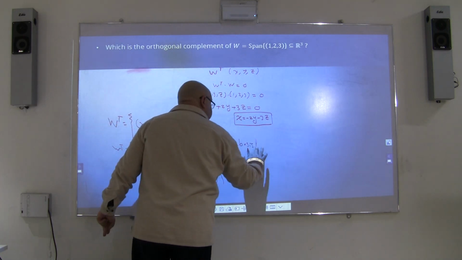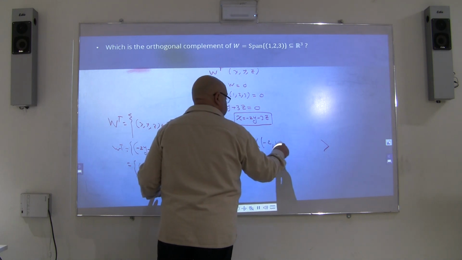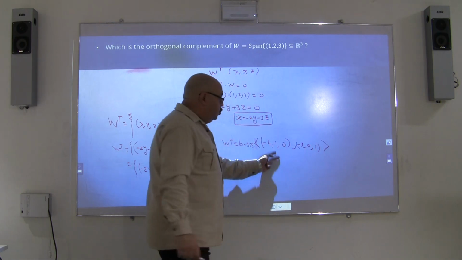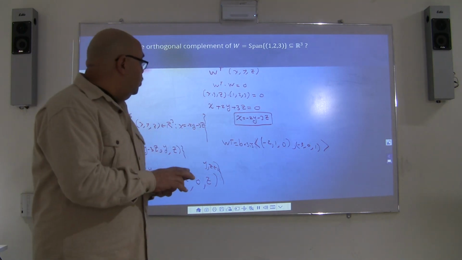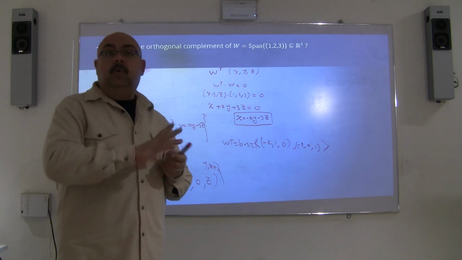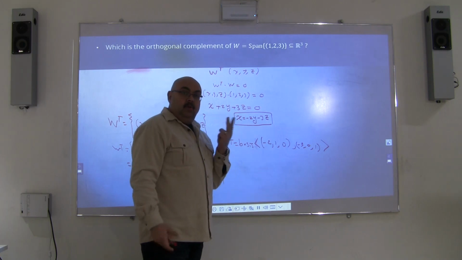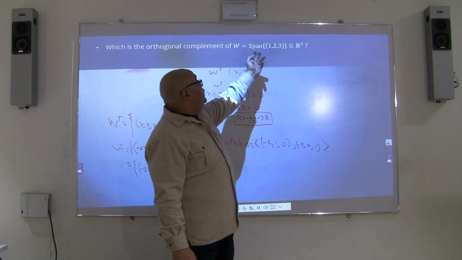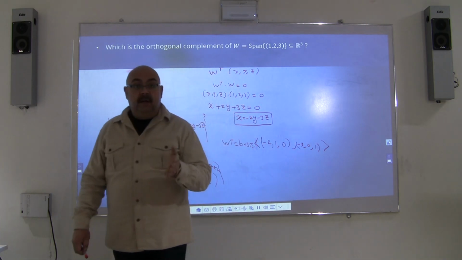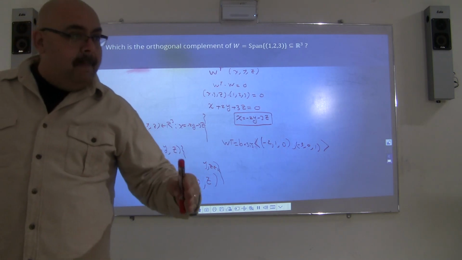This is the basis. It's going to be negative 2, 1, and 0, and negative 3, 0, and 1. These two vectors are linearly independent, and they are the basis of the orthogonal complement. What's the dimension of this orthogonal complement? It's 2, two vectors. And W by itself has 1 vector. The sum of them is equal to 3 because this is R3. Am I right? So now I had the opportunity to get the orthogonal complement basis.